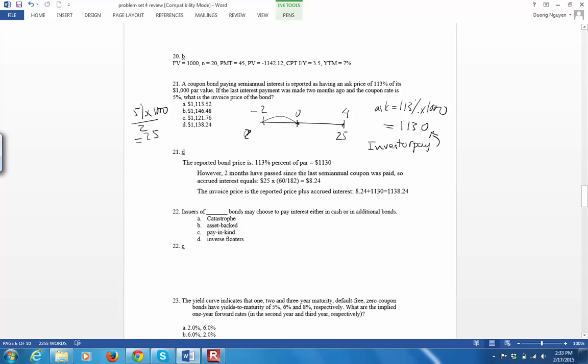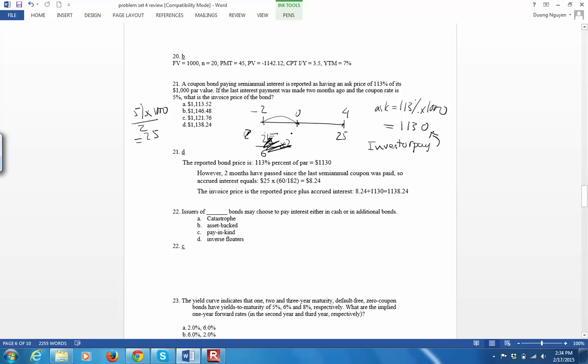Alright, so how do you find out the coupon of the last 2 months? You receive $25 for 6 months, divided by 6, which gives you the coupon payment for 1 month, multiplied by 2. I think I'm using the number of days, according to the solution. Yeah, you are using number of days. So let me use the number of days to be consistent with the answers.